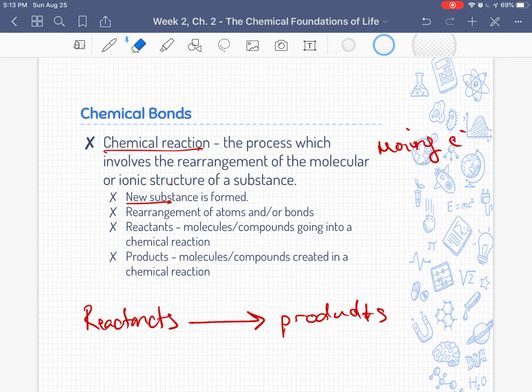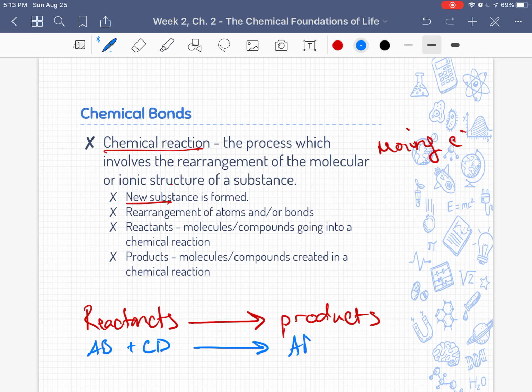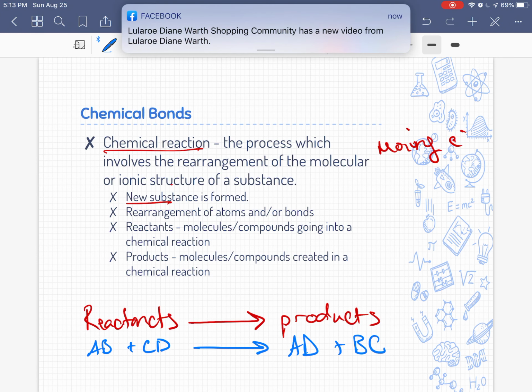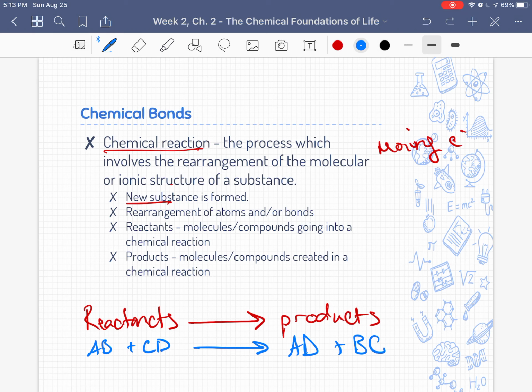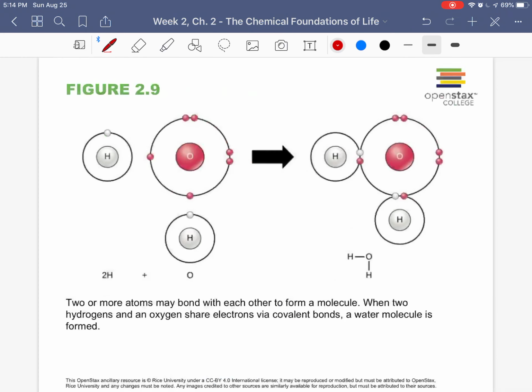Products. Nope, I spelled that wrong, didn't I? Okay, so what we are saying is that molecule AB plus molecule CD can and will behave differently than molecule AD and molecule BC. All right, so we are rearranging the atoms and the bonds, and they're giving us different results. So this is an example of a chemical reaction.